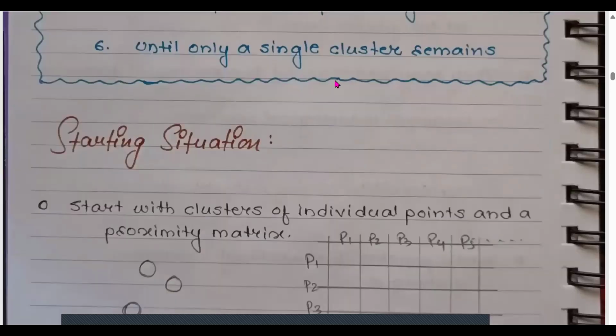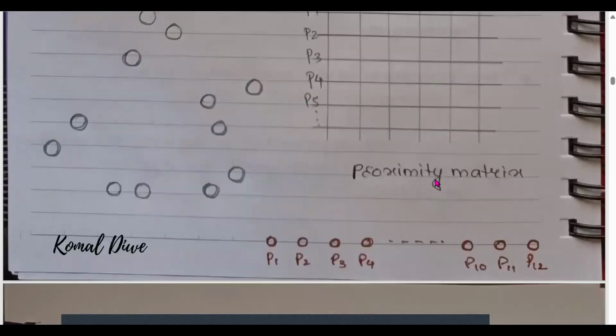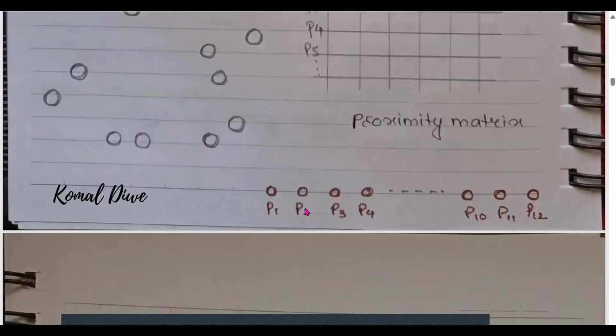Starting situation. Start with clusters of individual points and a proximity matrix. The proximity matrix seems like this: P1, P2, P3, P4, P10, P11.